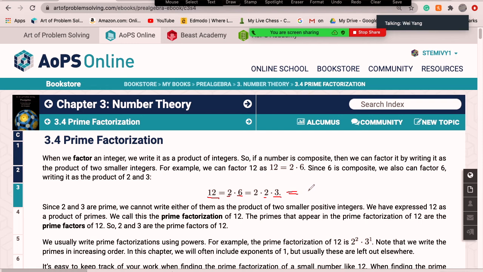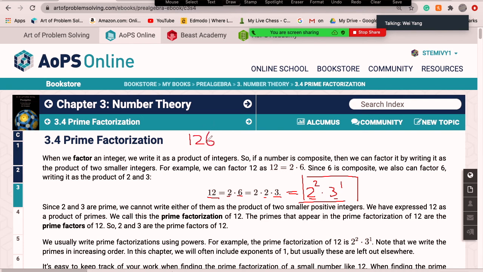You can also write that in power exponent form. That's 2 power 2 times 3 power 1. Okay? Then after you got this, that means you are done. So this one is called prime factorization. All these numbers here, 2, 3, are called prime factors.